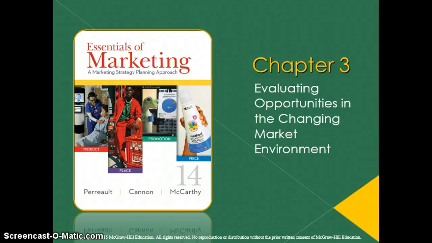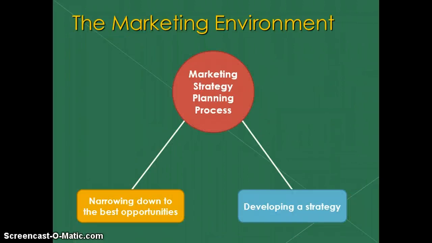This is the first video for Chapter 3, Evaluating Opportunities in the Changing Market Environment. Now, the narrowing down process with this should consider the most important elements of the market environment and how they are constantly changing. And when you do this, you have to understand that there are two major requirements to the marketing strategy planning process.